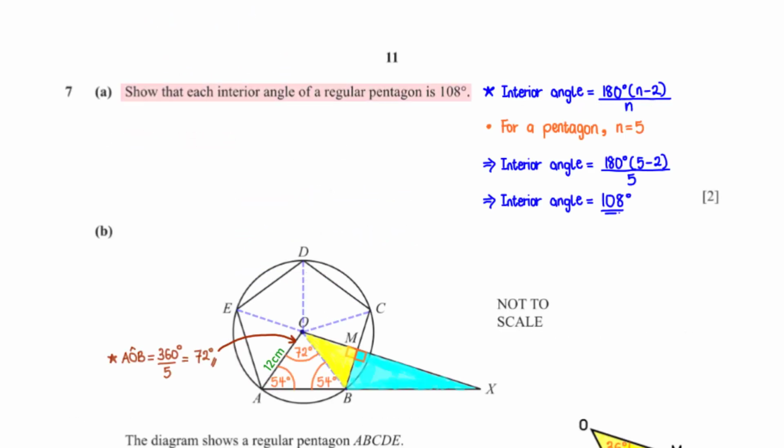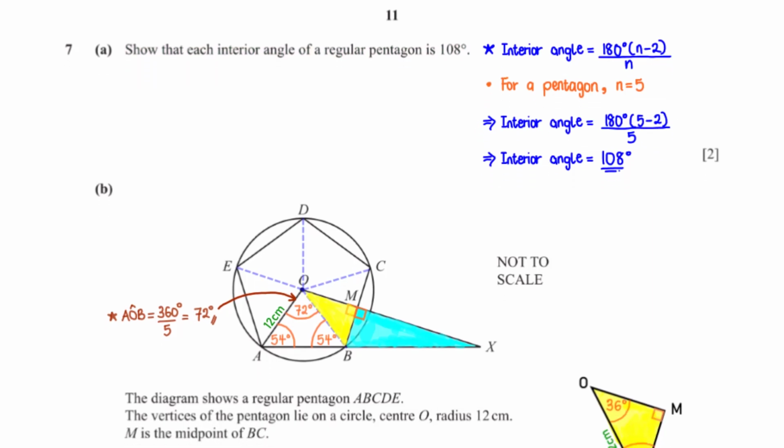Show that each interior angle of a regular pentagon is 108 degrees. We can find the size of an interior angle in a regular polygon using this formula, where n is the number of sides of the polygon. In this case, the polygon is a pentagon, and so n is 5. When we substitute n equals 5 into the formula, this is what we have. When we type this into the calculator, we get 108 degrees.